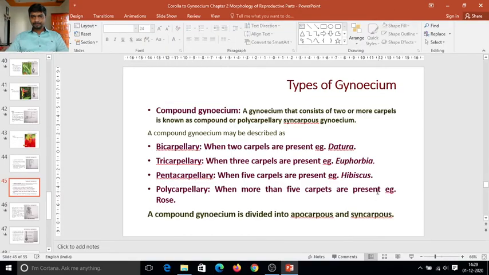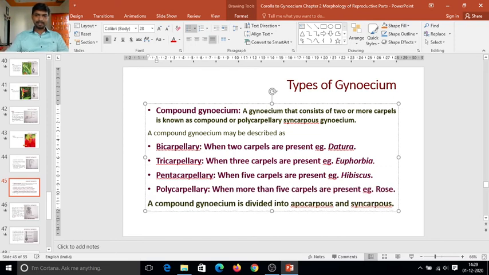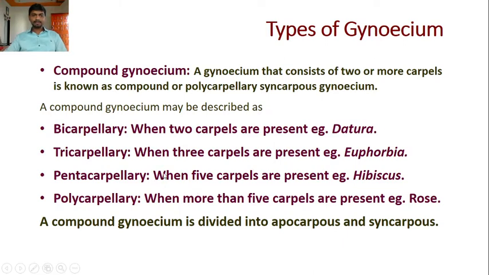And lastly, if it possesses more than 5 carpels, it is known as polycarpellary. So these are the different types of compound gynoecium based on the number of carpels. If there are 2 carpels, bicarpellary; 3, tricarpellary; 5, pentacarpellary; polycarpellary is characterized by more than 5 carpels being present, for example rose. So such a compound gynoecium is polycarpellary.